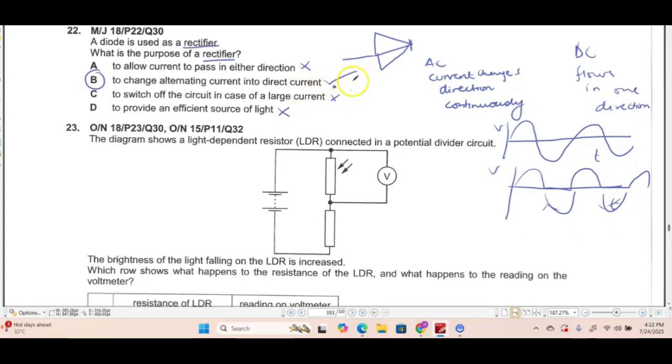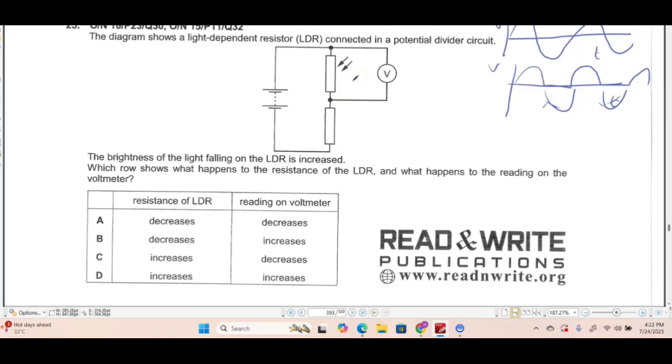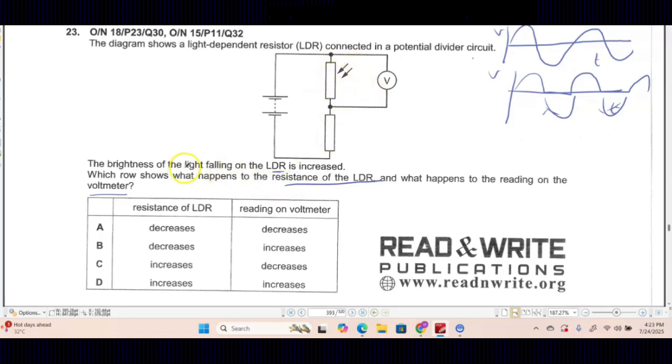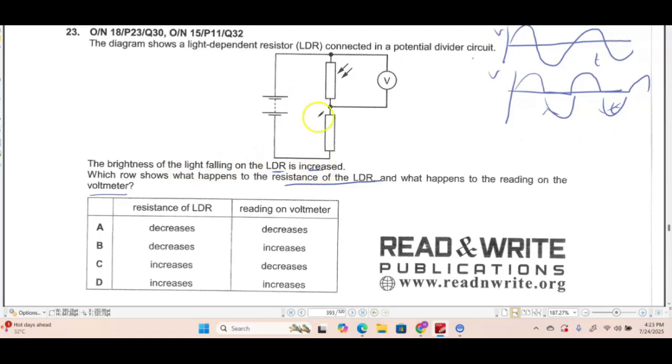Is that done? Question number 23. Okay. The diagram shows a light dependent resistor LDR connected in a potential divider circuit. Okay, the brightness of the light falling on the LDR is increased. Which row shows what happens to the resistance of the LDR and what happens to the reading on the voltmeter? Okay, this is where the LDR is. Okay, and they've told us that the brightness of light falling on the LDR is increased.